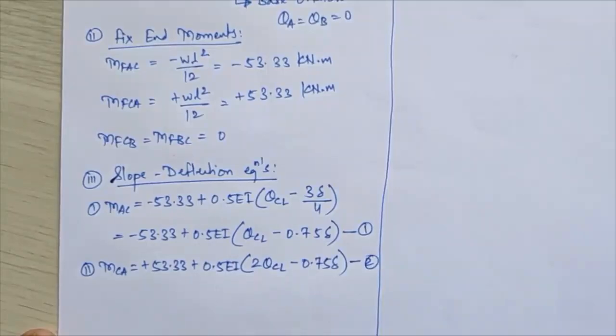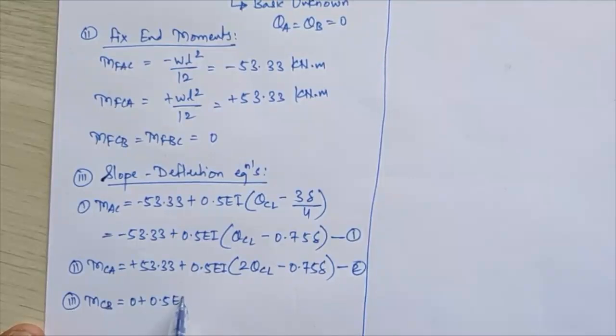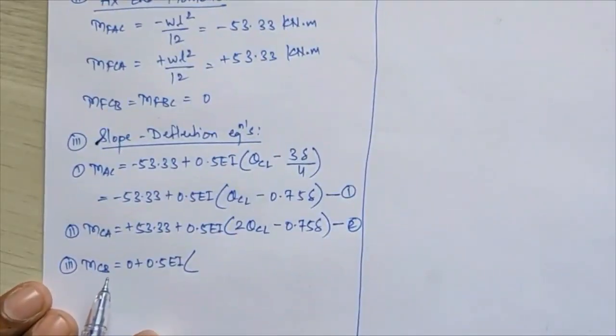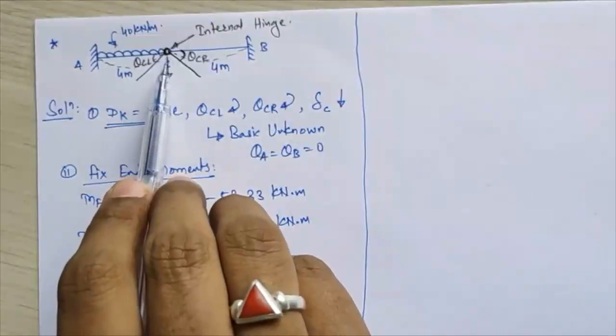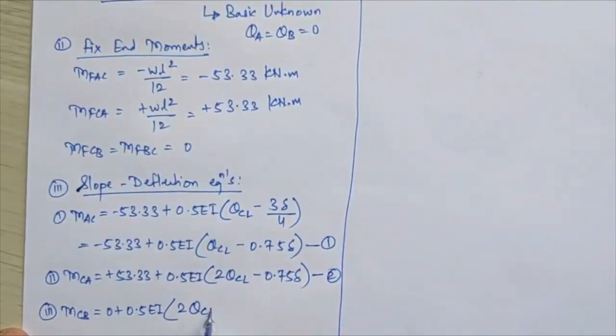This will be my equation number 2. Okay, next we'll go for the next member, that is MCB. MFCB is equal to 0 plus 2EI upon L, length is again 4, so that becomes equal to 0.5 EI into bracket. Now near end is your C and far end will be B, but here at joint C you are considering the slope on the right hand side, so this will come equal to 2 times theta CR, that is near end moment, minus 0.75 delta. This will be your equation number 3.